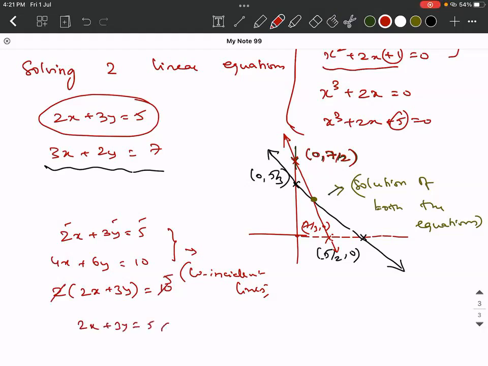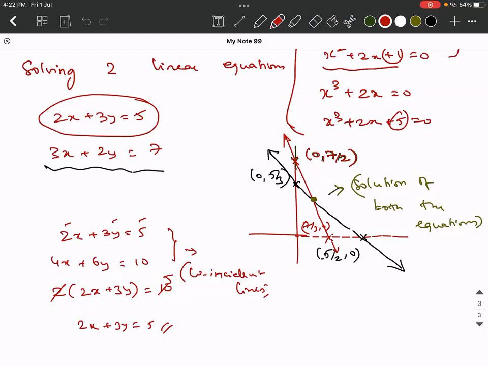2x plus 3y is equal to 5. Now it makes sense for you. So there are 3 kinds of combinations of linear equations. One is intersecting lines. One is a set of parallel lines. Parallel lines have no solution because they are never going to meet on a graph sheet. And the third kind is overlapping, that is coincident lines. Okay.